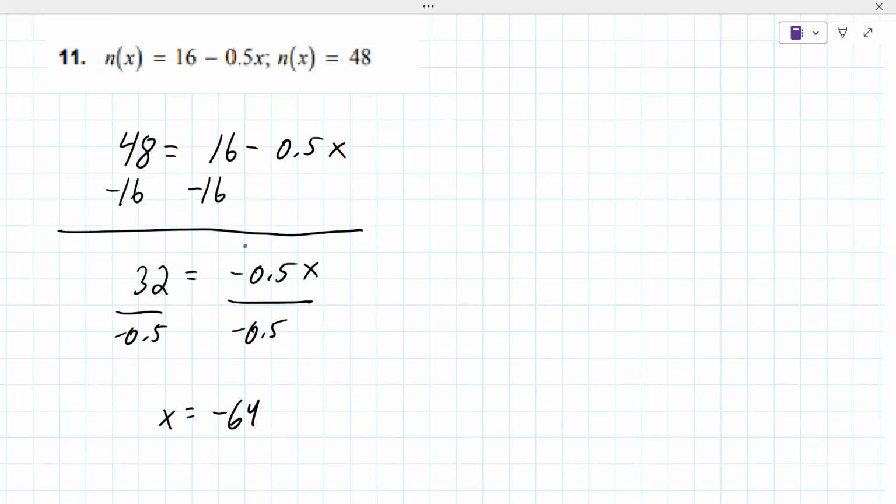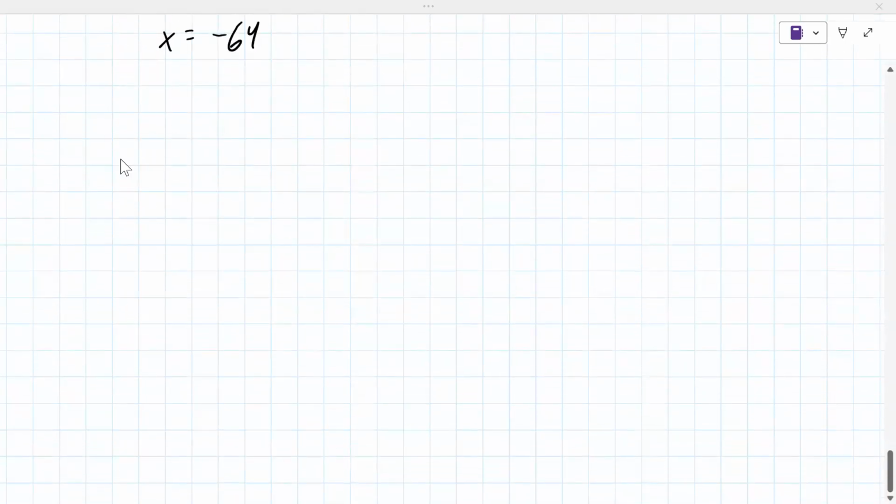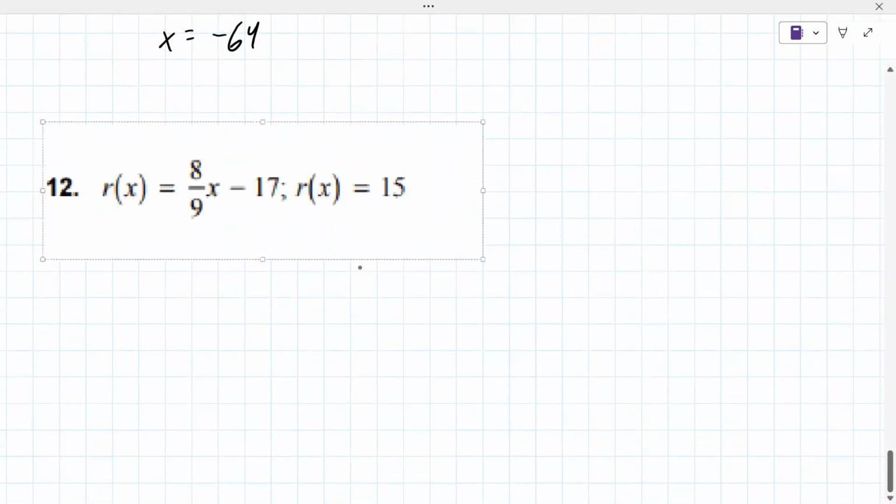And then 12 is 15 equals 8/9 x minus 17. So add 17 to both sides. 32 equals 8/9 x. We'll multiply by 9 first. Actually, I'm going to divide by 8 first. You have to actually undo addition and subtraction first. Yeah, I already added 17. You already did it? Okay. Yeah.